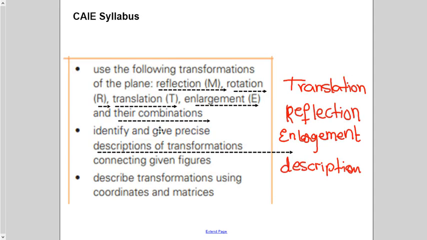So let's begin with the question. Before starting, the CIE syllabus says that you need to understand reflection, rotation, translation, enlargement, their combination, and how to describe transformation. And this question covers translation, reflection, enlargement, description, and matrix also. Describe a particular transformation in matrix form, not only description form. So that's why this is a very good question. This video will get a little longer because of explaining all these concepts as well. I don't want to break this video into two parts.